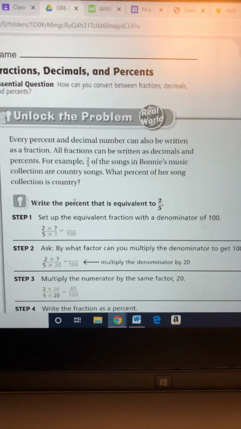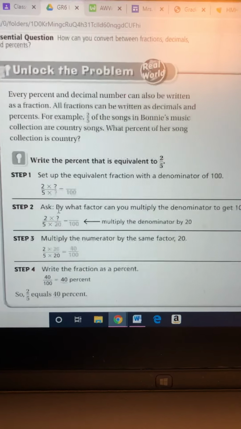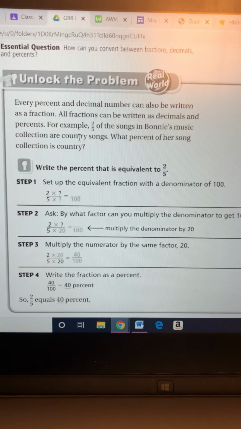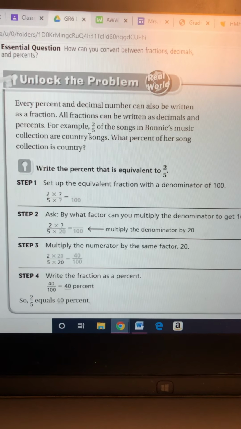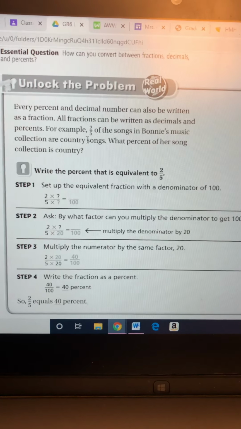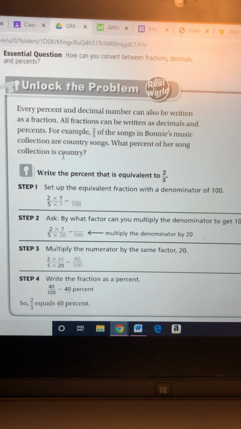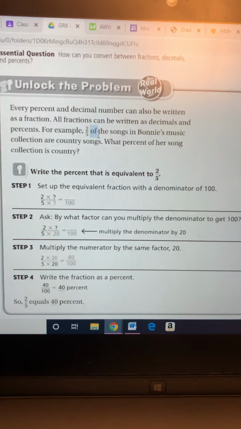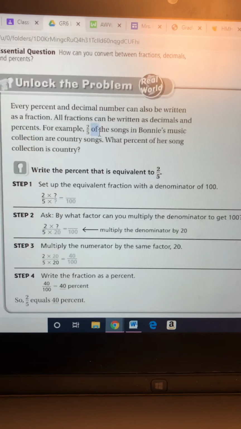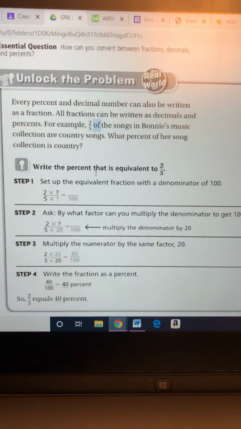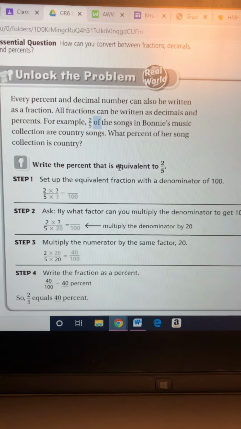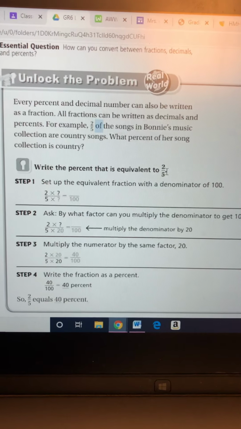Okay, so basically they're going to give you a word problem, right? For example, 2/5 of the songs in Bonnie's music collection are country songs. What percent of her collection is country? So 2/5 of, remember this word "of" means to multiply. On top of that, percents are out of 100. So they want you to write the percent that is equivalent or equal to 2/5. So how do we do that?